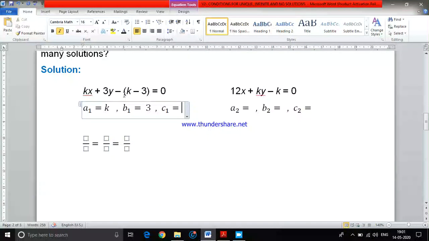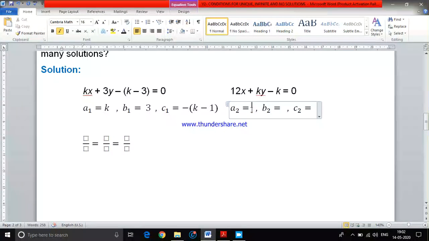Now which one do I have to take as the constant? Should I take k as the constant, or 3 as the constant? Actually, this entire thing will be the constant term. The constant term is the term which does not involve any x or y variable. So if I consider minus (k minus 3), it has no x term and no y term, so the whole thing will be the C1 value. This is exactly the way of considering the A1, B1, C1 values.